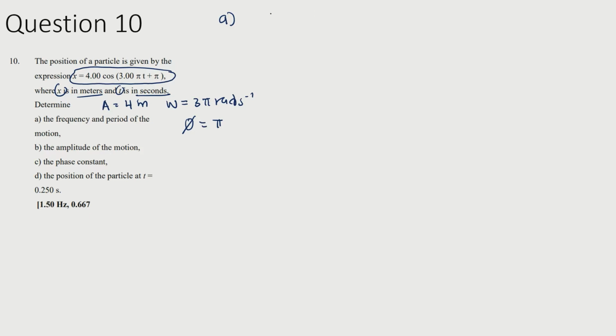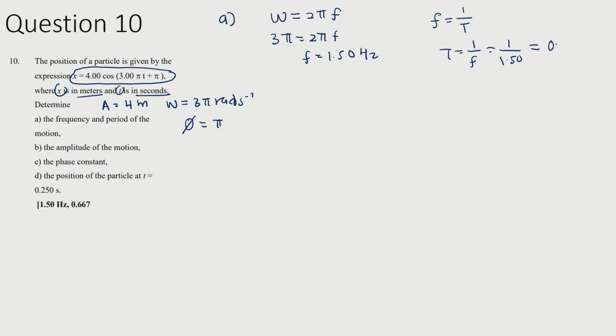Okay, the frequency. We can find the frequency by using this formula: ω equals to 2πf. We know the angular frequency is 3π equals to 2πf, which will give you the answer of 1.5 hertz. And what about the period? In order for you to look for the period, you can use this formula, f equals to 1 over period. Therefore, period is equal to 1 over frequency, which will give you the answer of 0.67 seconds. Okay, we're done with A.